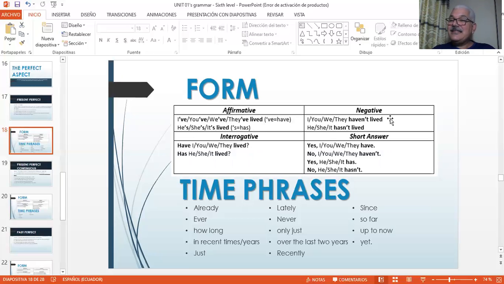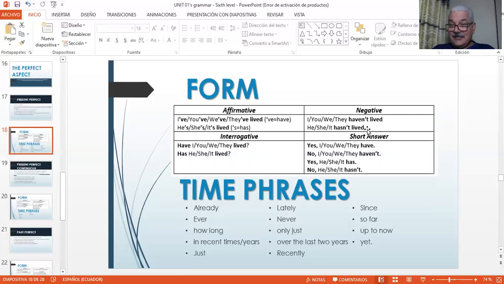Okay? If it is negative, the only thing we had to do is to add the particle not to the auxiliary have or has. So we say, I haven't lived in Peru. I haven't gone to Peru. Okay? I haven't been to Peru. Or you could say, he hasn't studied that, let's say, grammar example. She hasn't lived in Peru.